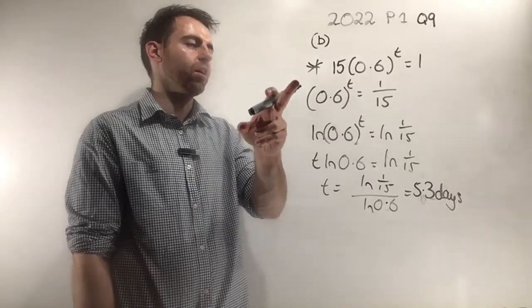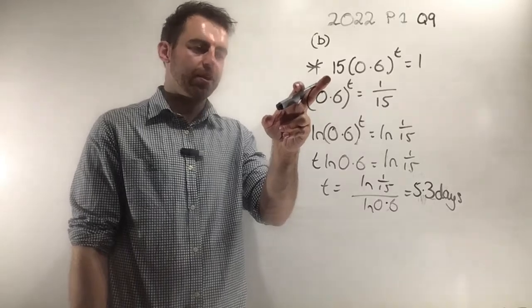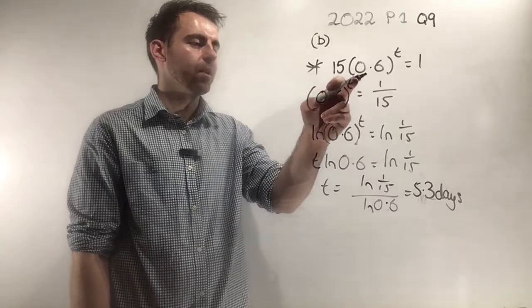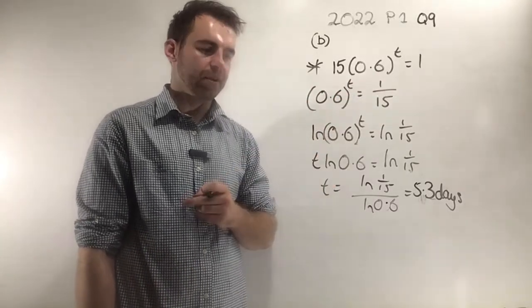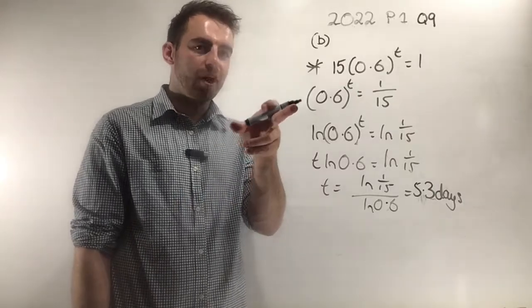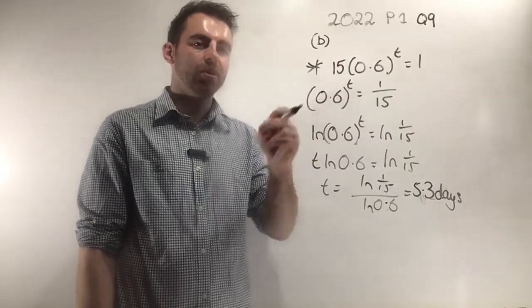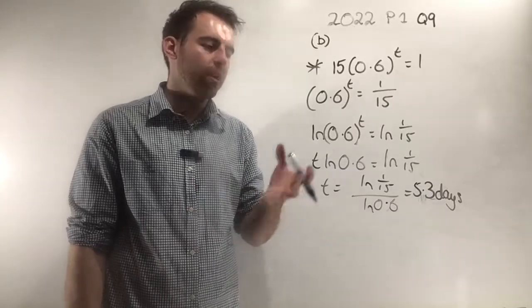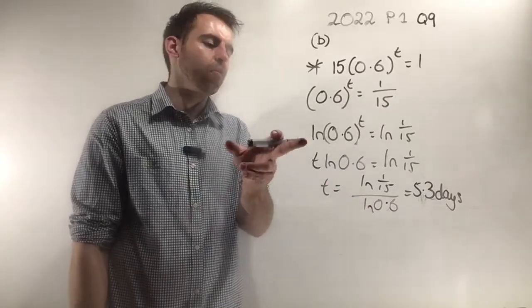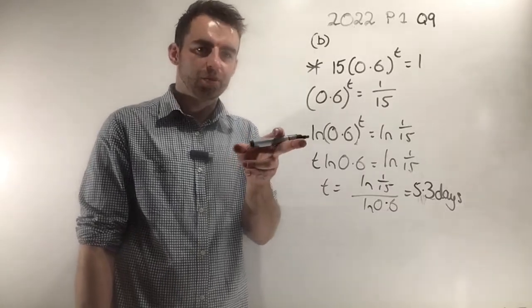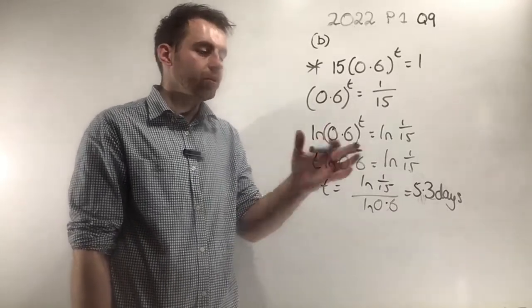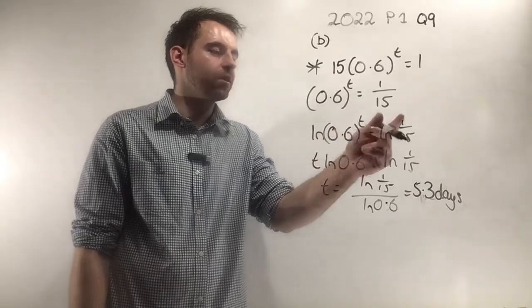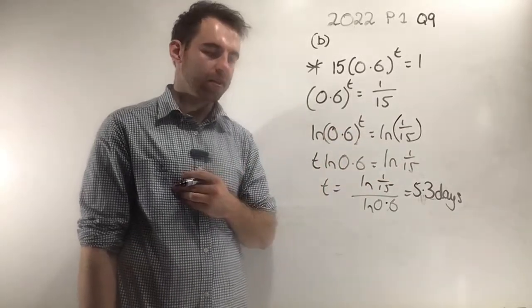So the first thing you've got to do is divide both sides by 15. So you're left with 0.6 to the power t equals 1 over 15. And at this point you've isolated the term with the unknown in the power, so you introduce logs. Now you can introduce log to the base 5 or log to the base 6 or any log, but what I've decided to do is to introduce the natural log, ln. It literally just means you stick an ln in front of the left hand side and an ln in front of the right hand side.